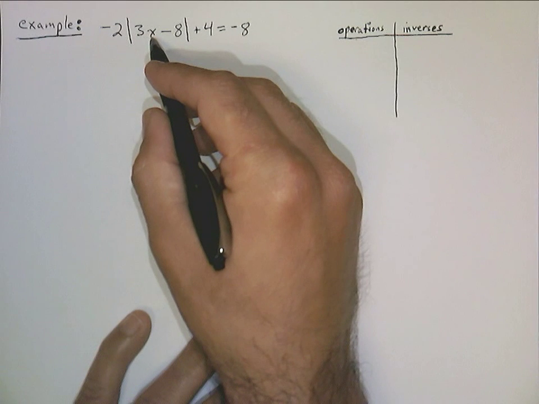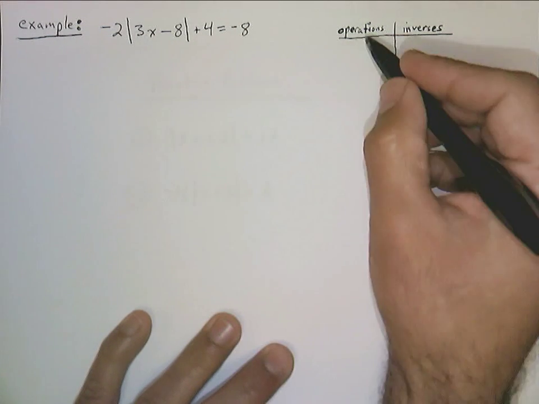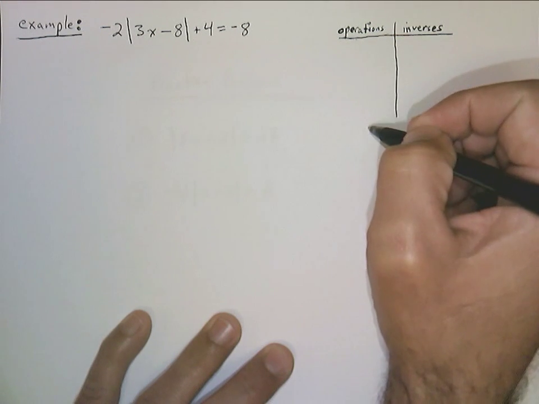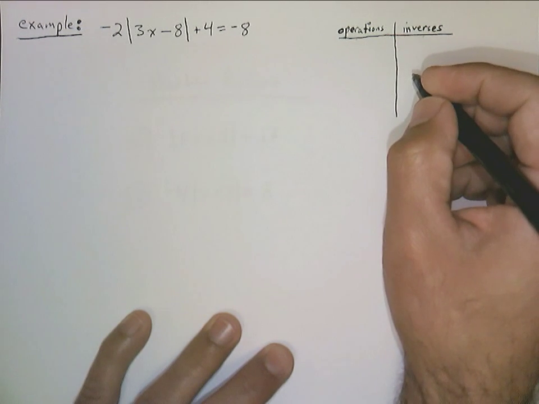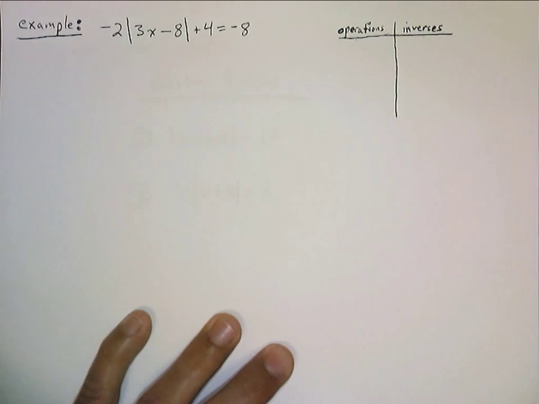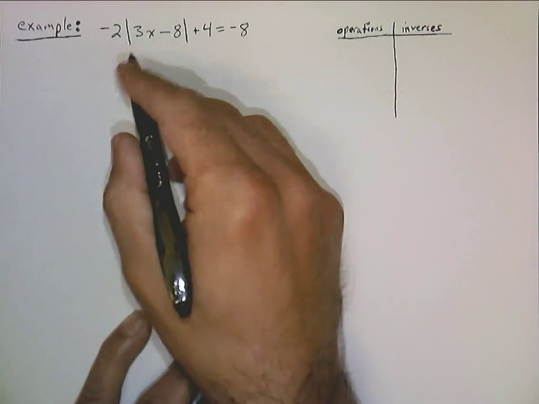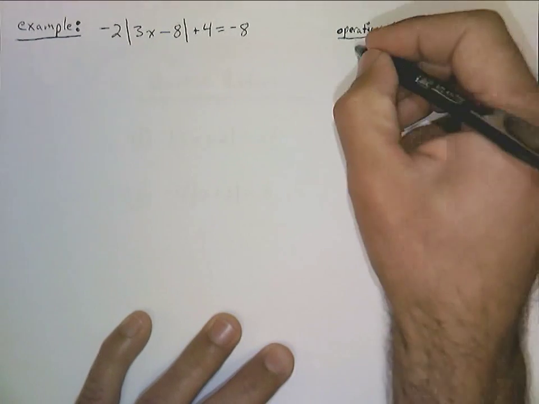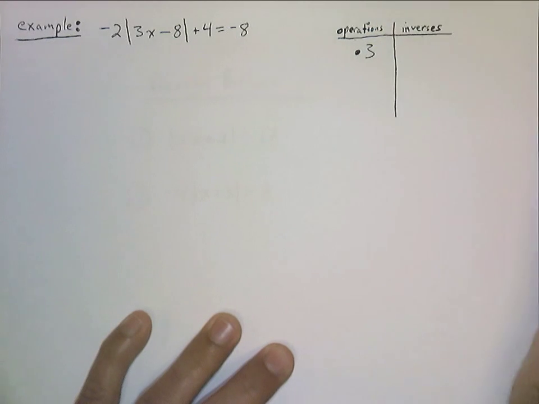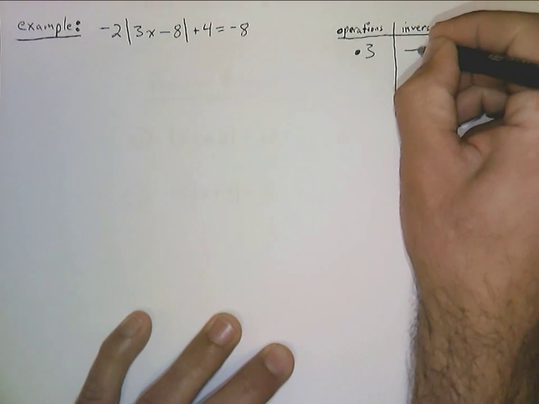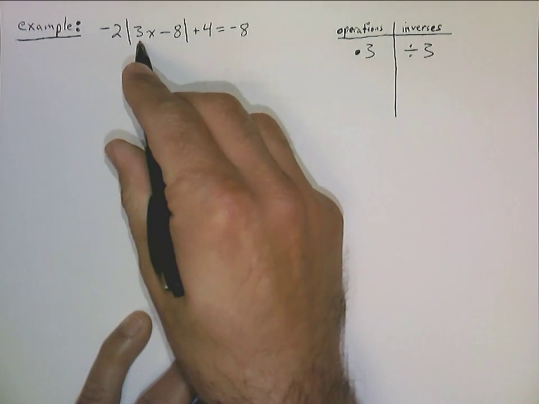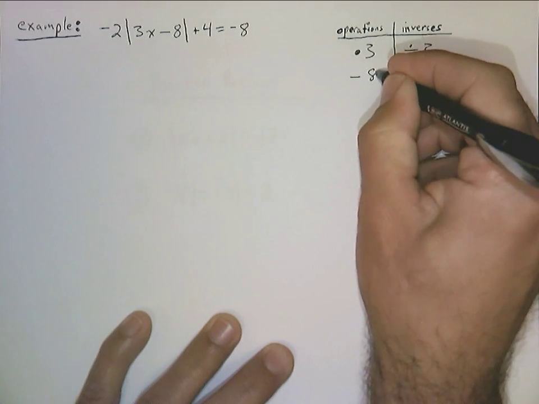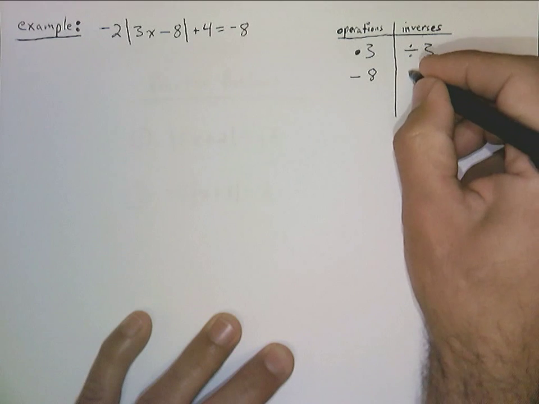First, let's list all the things that are being done to x under this operations column, and we'll put the inverse operations over here on the right-hand side. The first thing we have is multiplying by 3, and the way to undo multiplying by 3 is, of course, to divide by 3. Then we have subtracting 8. The opposite of that is adding 8.